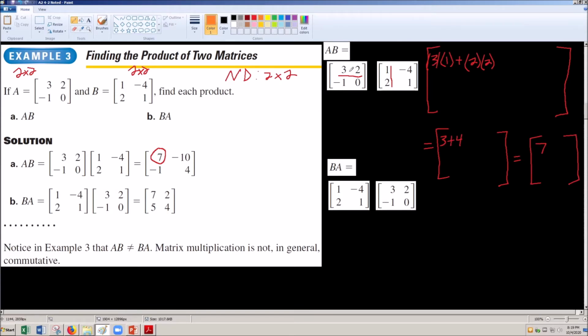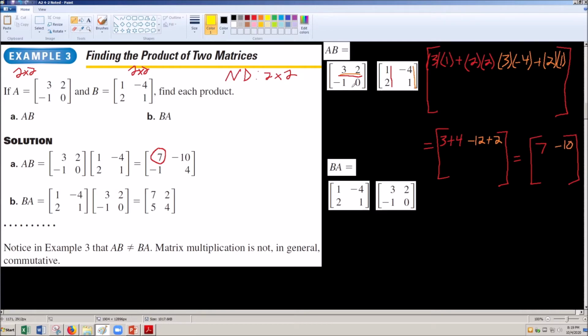We'll do it in orange. I'm going to do again the first row, but now I'm doing my second column. So I'm doing 3 and negative 4. And then I'm going to add my 2 and 1. So 3 and negative 4 is going to give me negative 12, and then I'm going to add my 2, which gives me negative 10.